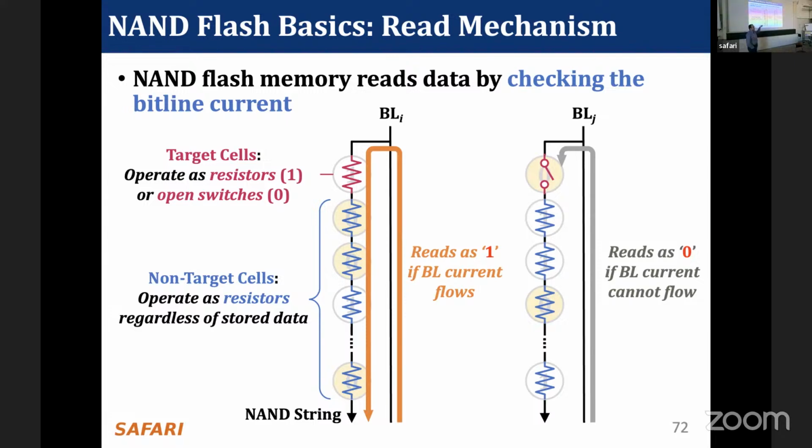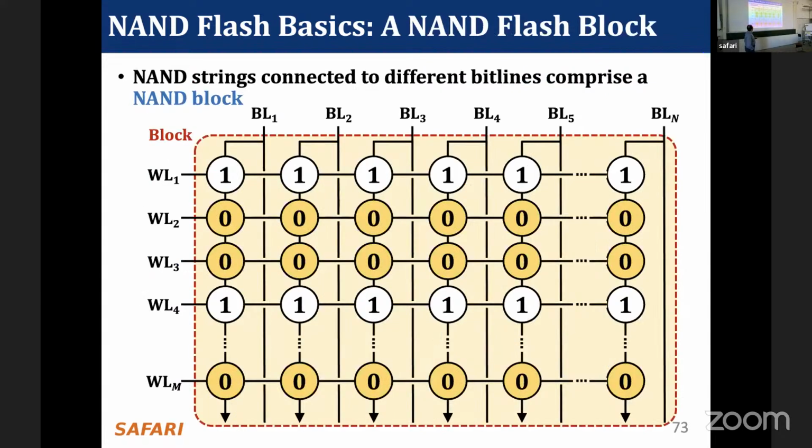Yeah. So if the current doesn't flow from the bit line, we observe that the flash cell is acting as an open switch. And that shows that we have programmed it already. Okay, so NAND strings connected to different bit lines comprise a NAND block. So you can see the block here.